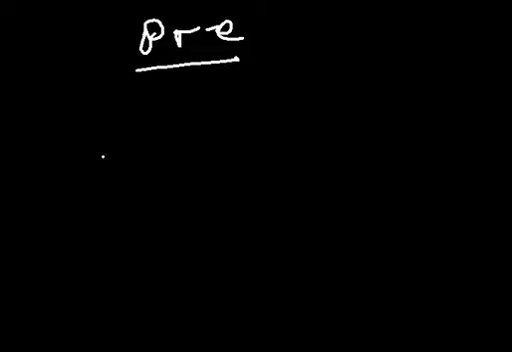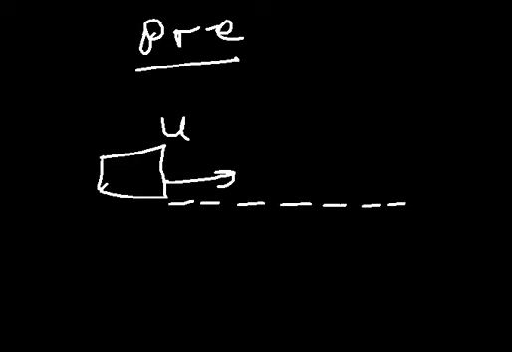And let's say we have an object moving in this direction with an initial velocity given as u. Let's say this is point A, and this is point B. After some time t, the object is at point B, covering the distance given as s. And at point B, the object has the final velocity given as v.